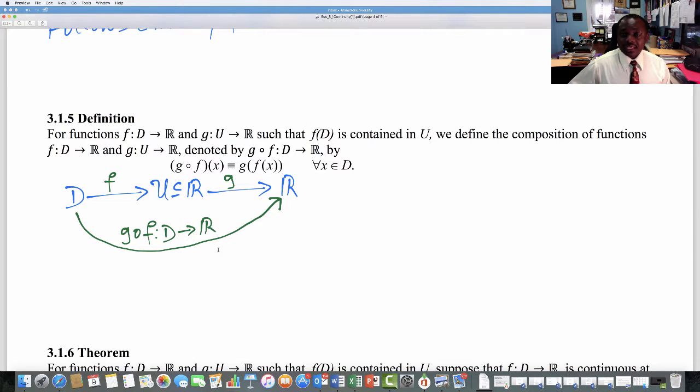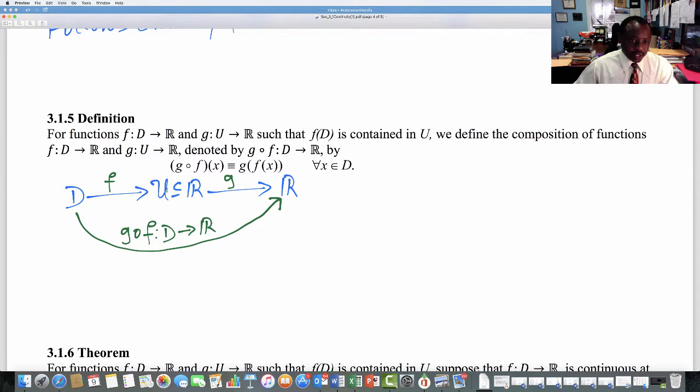And now we get to the last theorem of this section, and we start off with a definition. Subsection 3.1.5 definition. Let f be a function from the domain D to the set of real numbers R, and g from U to R such that f of D is a subset of U. Then we can define the composition of functions f and g, denoted by g composed with f, as starting from the domain D and going to R.